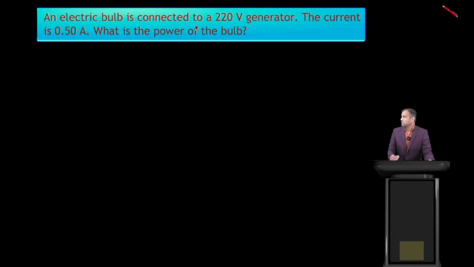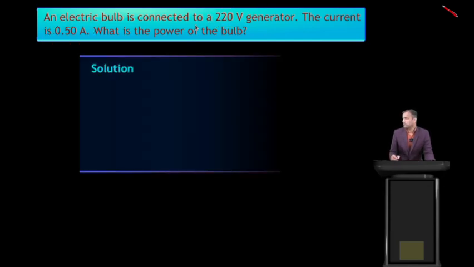Now there is a question, based upon the formula which you just learned. An electric bulb is connected to a 220 volt generator. The current is 0.5 ampere. What is the power of the bulb? So what is given to us? First this and then this. So we are given voltage. First there is a formula, P is equal to V into I. The value of V is 220 volt and I is 0.5 ampere. It is again 110 watt.